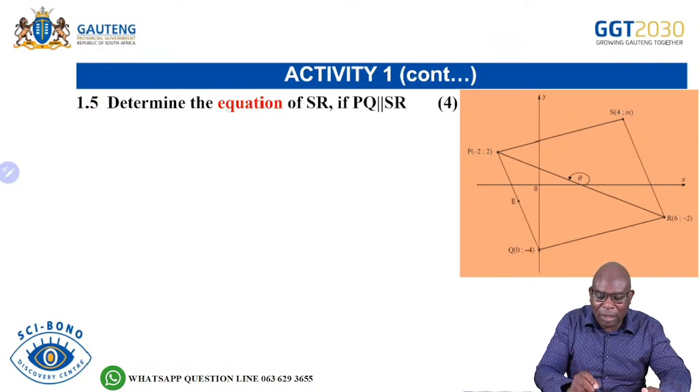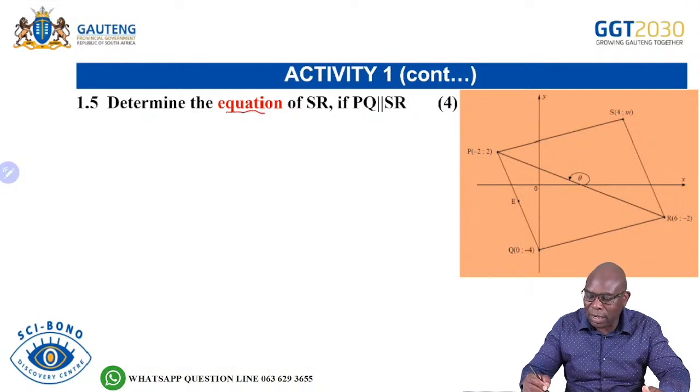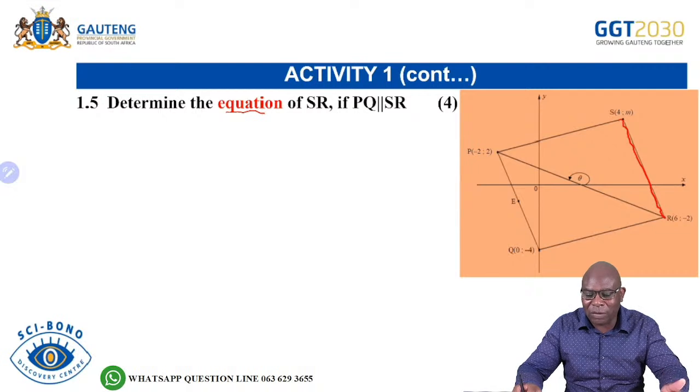Okay. All right. 1.5, very, very important. Can you remember this again? The equation of SR. Let's check SR now. SR is a straight line. You see, it's a straight line. So that means we need the equation of the straight line, and you go to your formula sheet and you get the equation of the straight line.